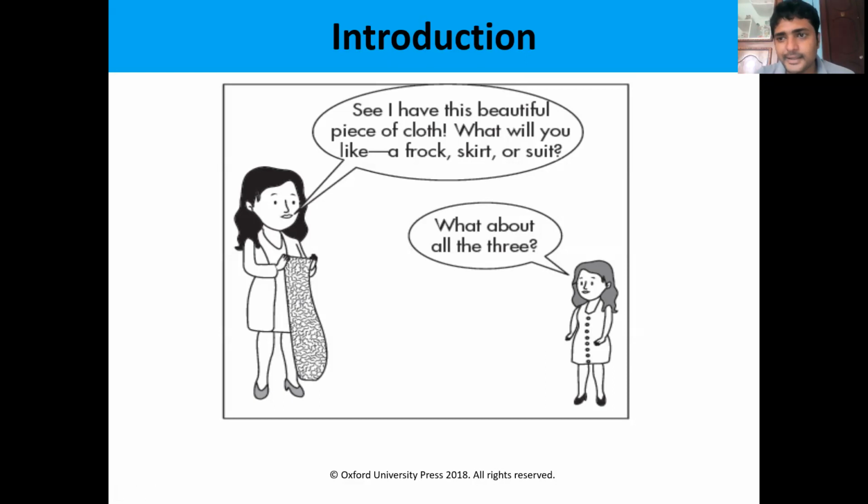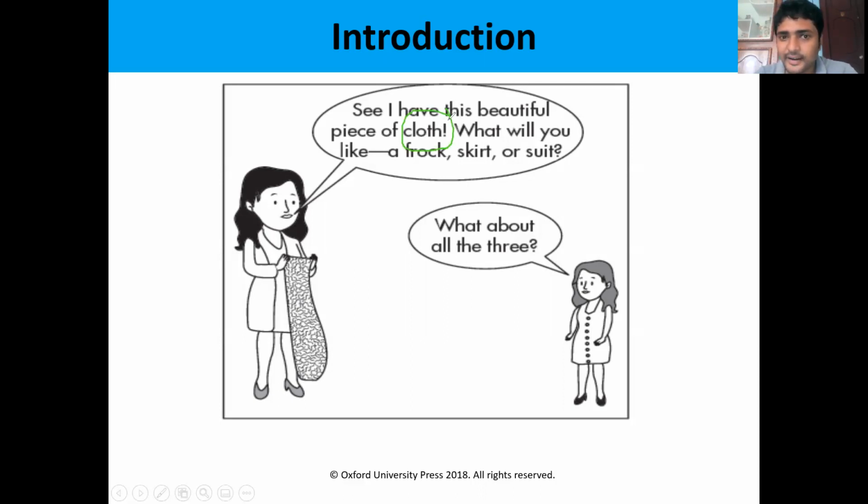This is a simple example to illustrate the concept of interfaces. Let us check this one. I have this beautiful piece of cloth. What would you like? If you have the cloth, we can stitch it into a frock or skirt or suit. So we have 3 options, 3 available methods to implement. Suppose cloth is an interface or a class, anything.